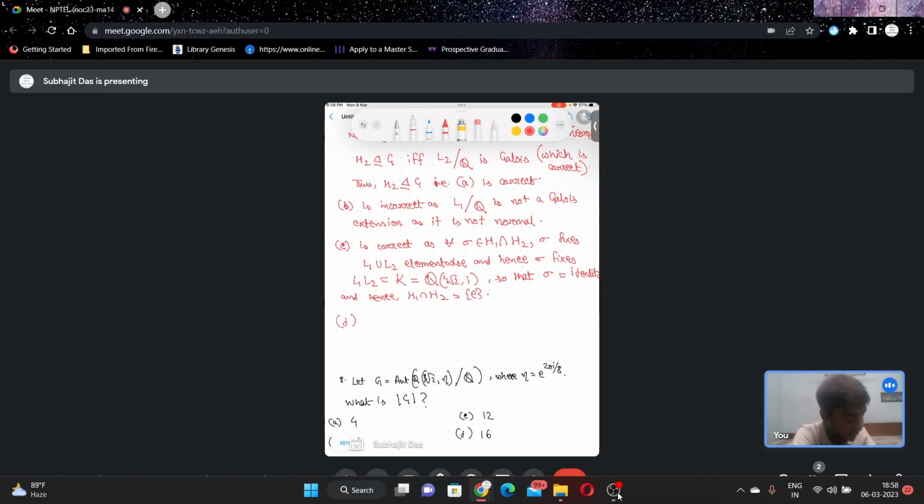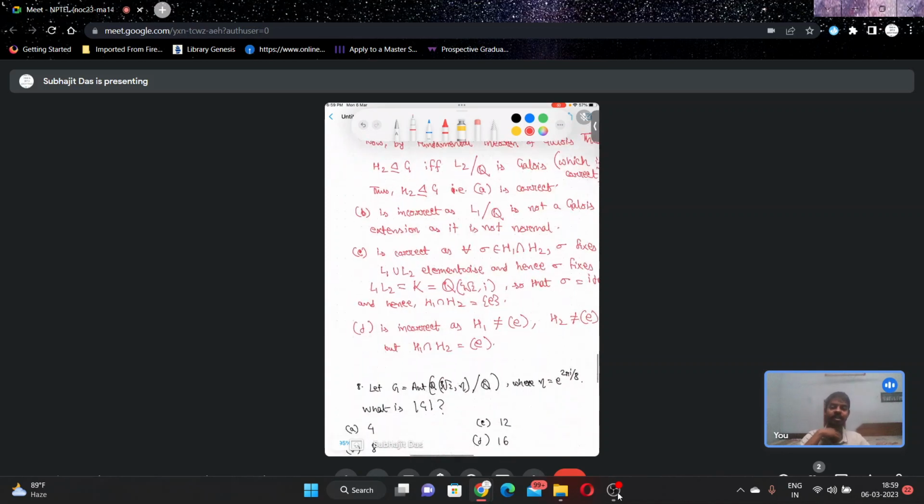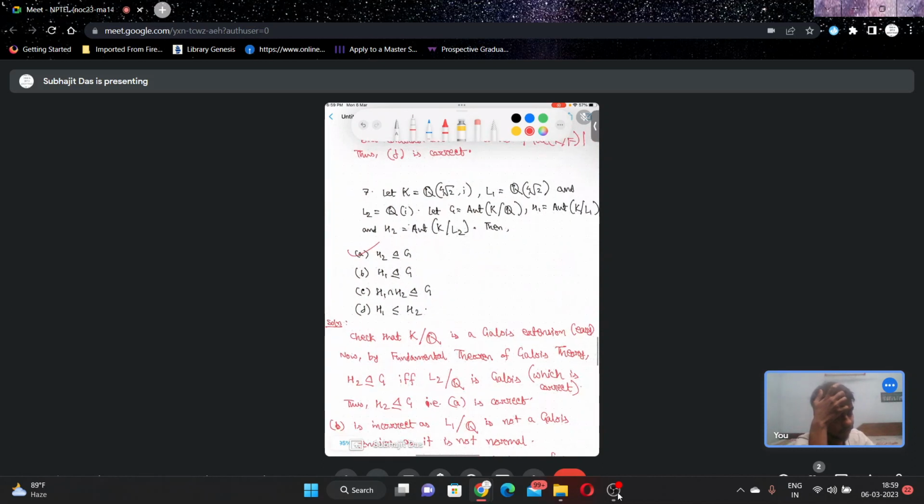Option D is incorrect, as H1 is non-trivial, H2 is non-trivial, but H1 intersection H2 is trivial, right? So it can't be the case that H1 is contained in H2, because their intersection is trivial. So we don't need that H2 is non-trivial for this argument. Just the fact that H1 is non-trivial will work, okay?